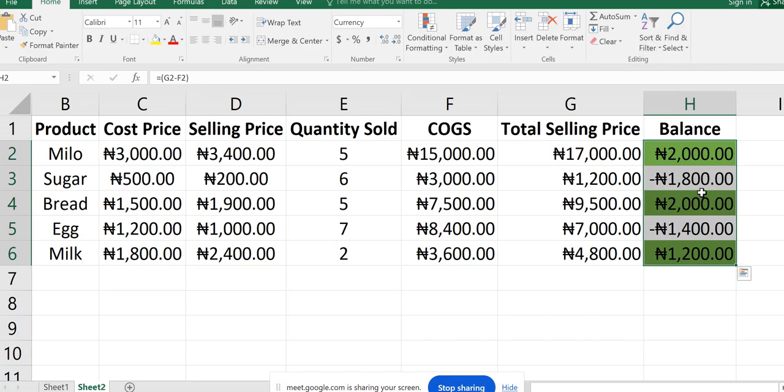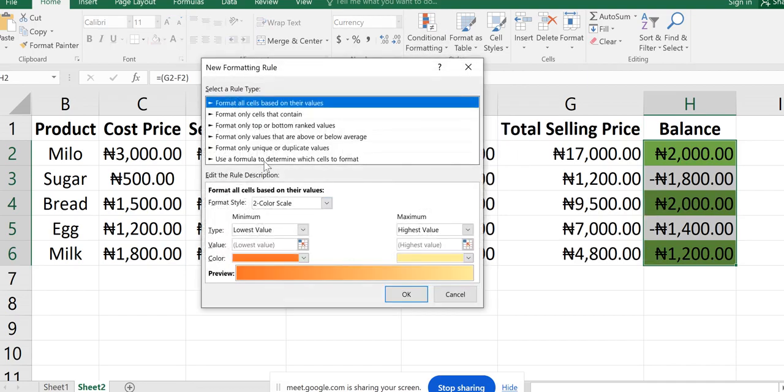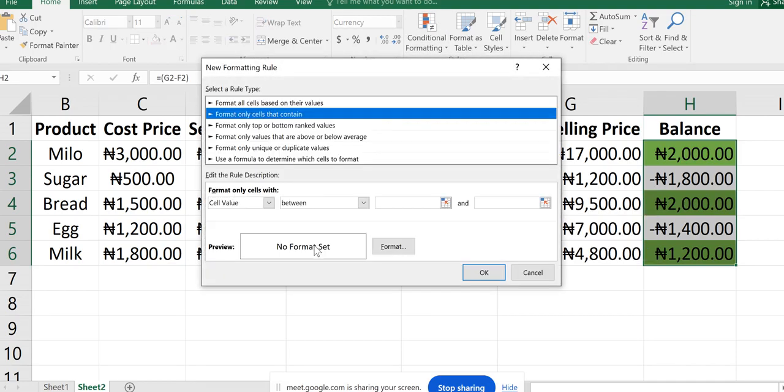So you will still come again. You won't leave the highlighting. You come again to your conditional formatting. You make use of the new rule. You set it again: format only cells that contain, cell value in between. Between what? This one is negative now.